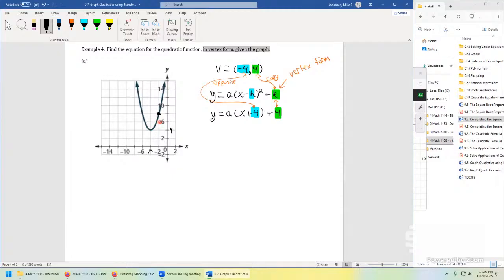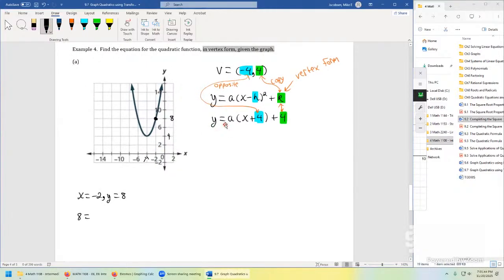But this point right here looks like it's at -2, +8. So using those values, this is when x is -2, y equals +8, we can plug both pieces of information in. So put 8 here equals -2 for x over here, and then +4. Oh, and don't forget to put in the a in front. Let me try again. So first, y equals a, that's what we're solving for.